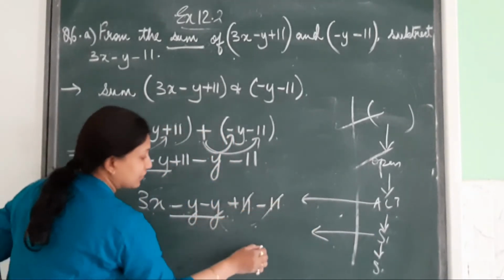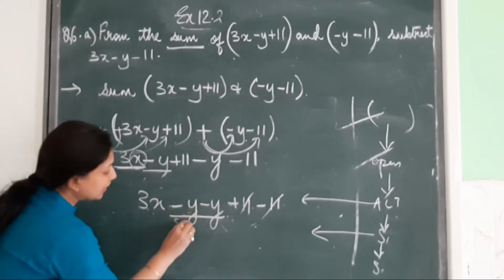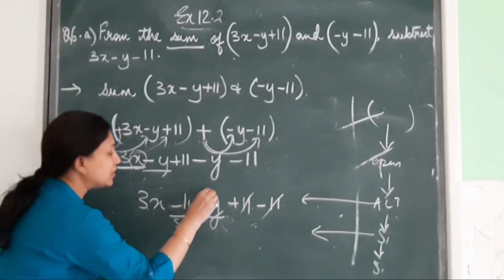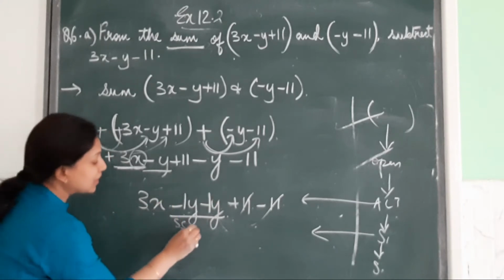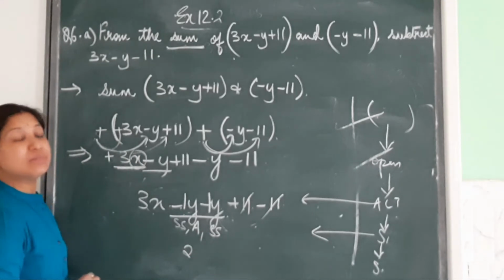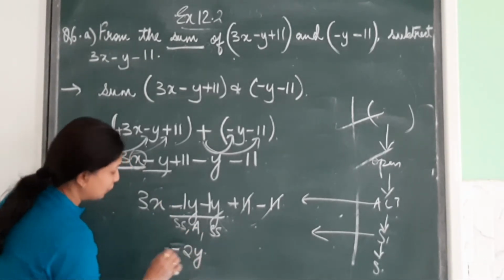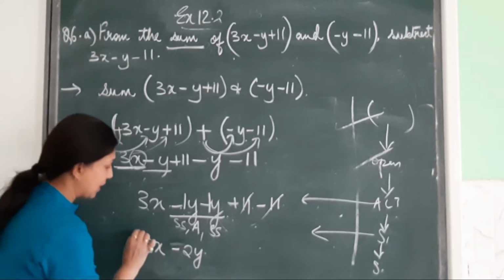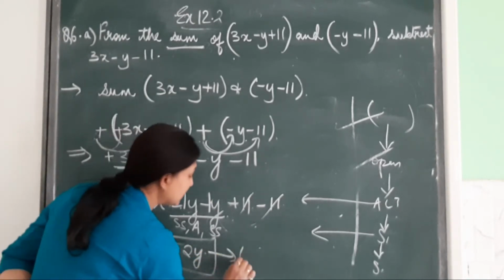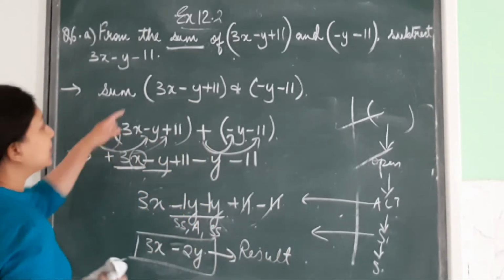For that we have cancelled plus 11 and minus 11. Here same sign, coefficient is 1. So same sign, add 1 plus 1, 2, and put the same sign, minus sign. So this will be minus 2y and 3x. This is the result or the outcome after adding these two.